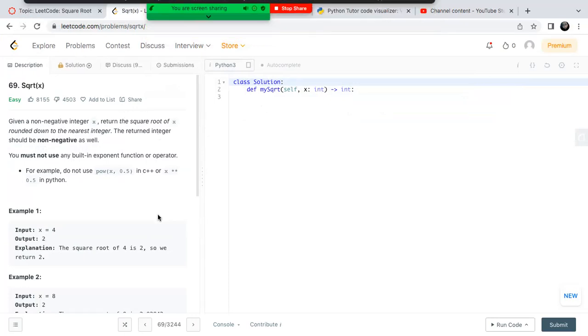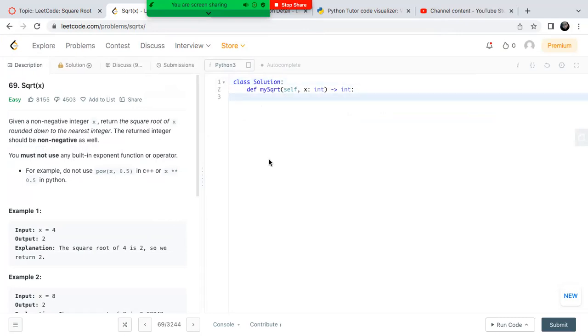So given a non-negative integer x, return the square root of x. Round it down to the nearest integer. The returned integer should be non-negative as well. You must not use any built-in exponent function or operator. For example, do not use pow in C++ or x star 0.5 in Python.